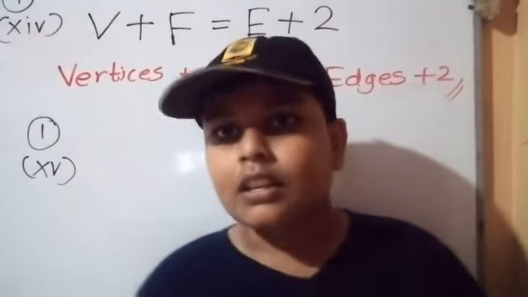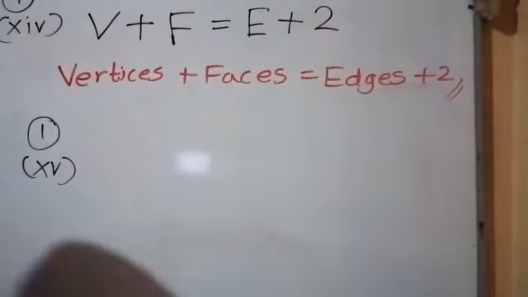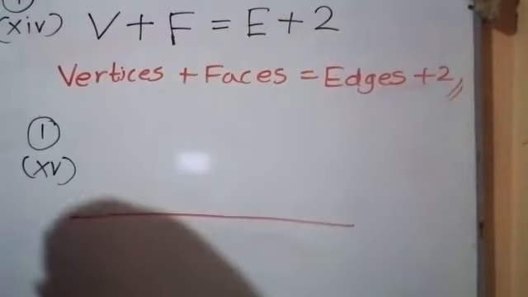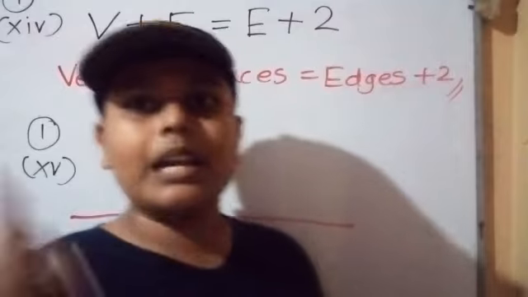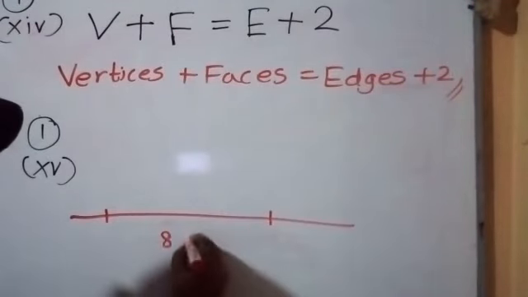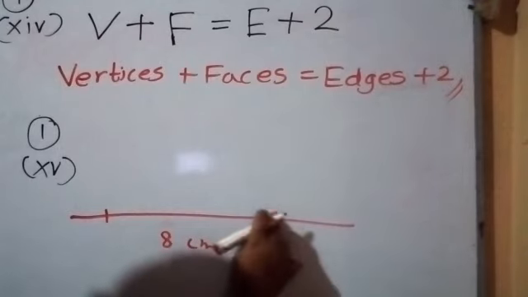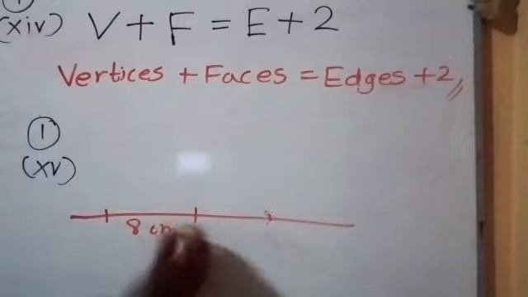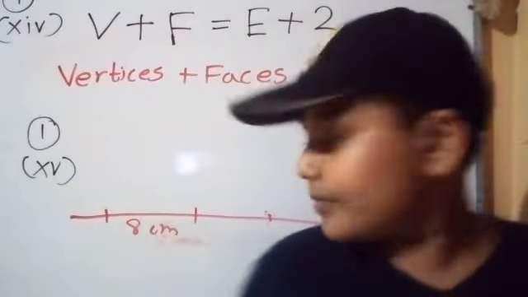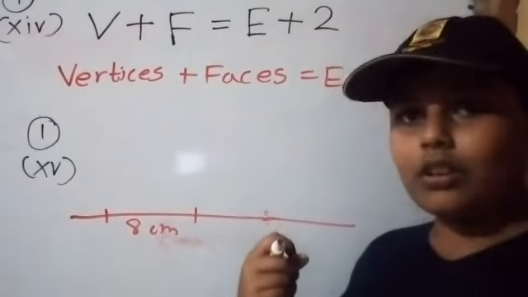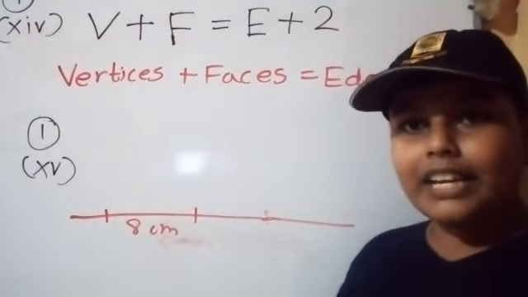Now get the line. Draw a line like this. And get the ruler. Mark 8 centimeters like this. This small one is called 8 centimeter. Right. You draw a line and mark 8 centimeter in there.